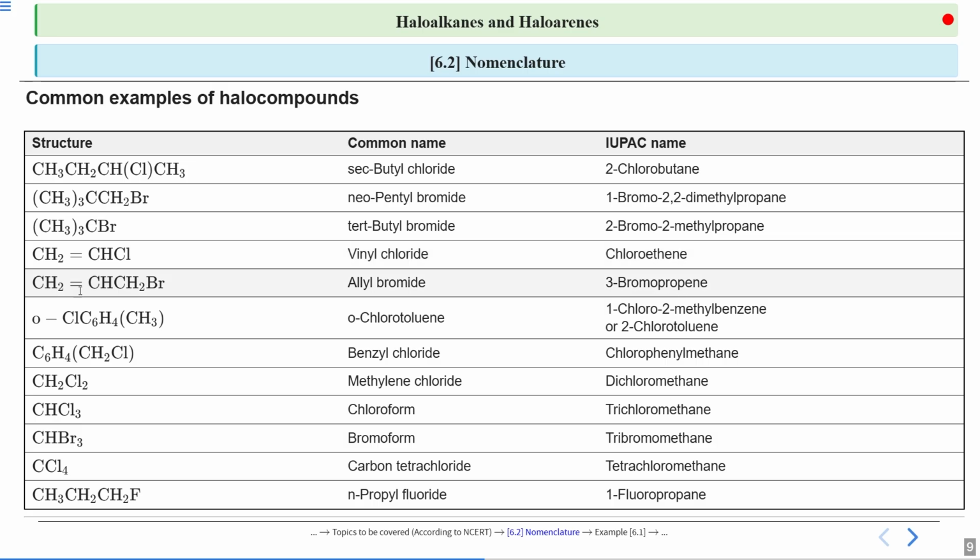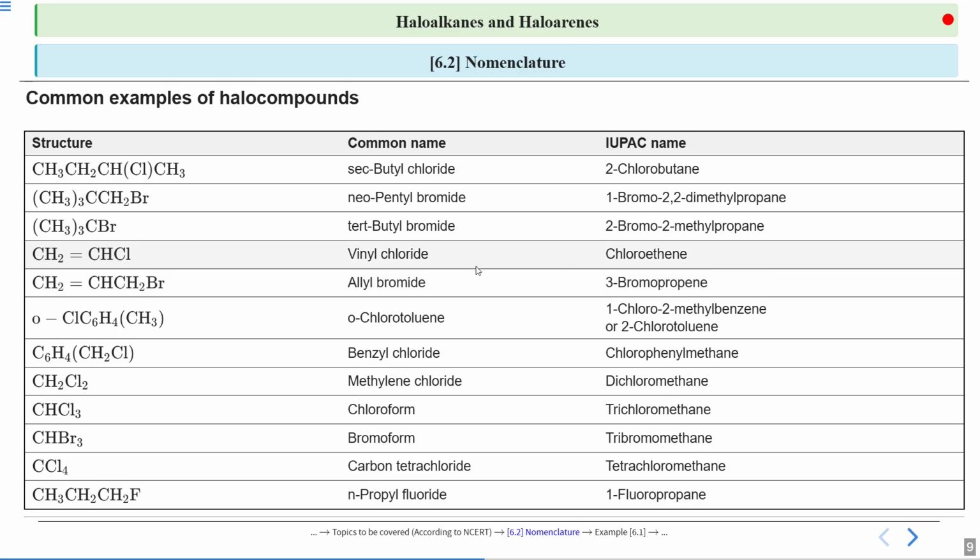Next is CH2=CH-CH2Br. This is allyl bromide. In allylic compounds, the halogen, bromine here, is bonded to an sp3 hybridized carbon, but that carbon is attached to an sp2 hybridized carbon. The same thing is happening here, so we call its common name allyl bromide, and its IUPAC name will be 3-bromopropene.